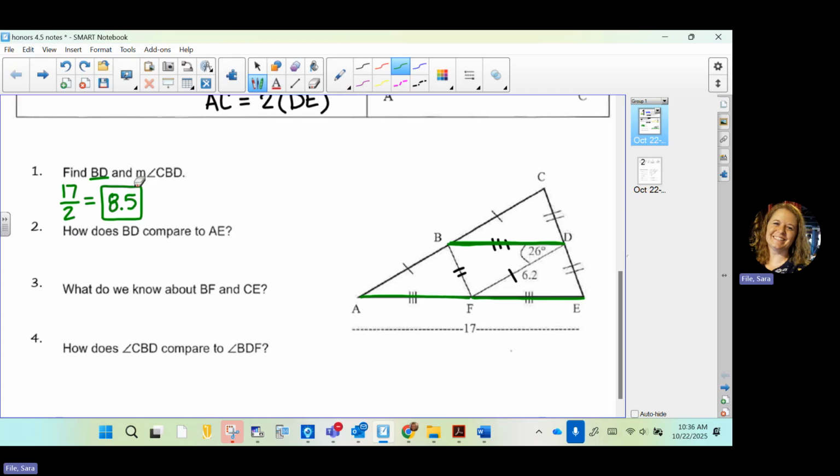Right now, I'm going to skip the angle for now. I'm going to come back to it. I'm going to look at just side lengths right now. Now they ask, how does BD compare to AE? How would you describe BD compared to AE?